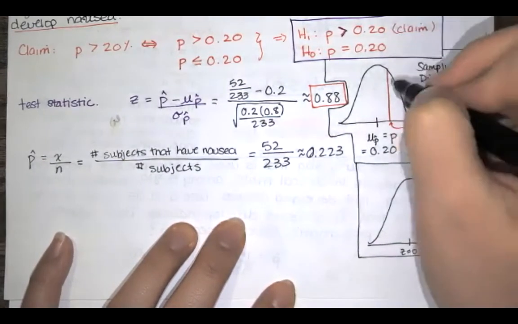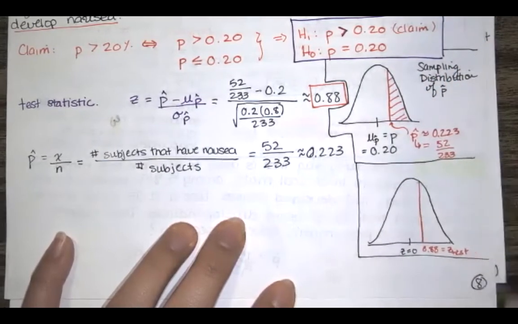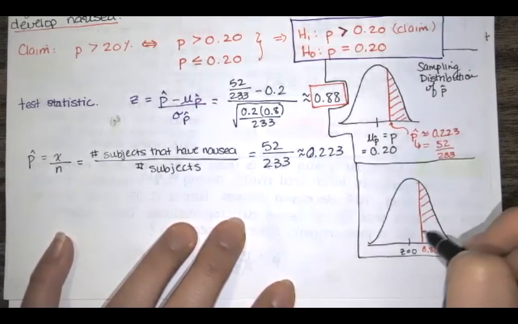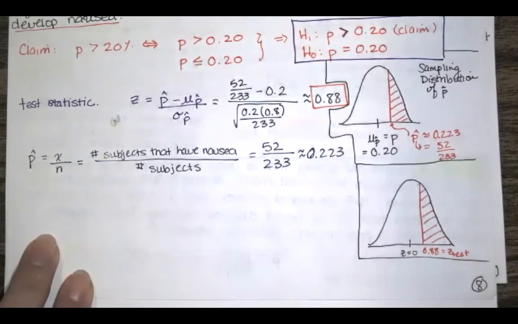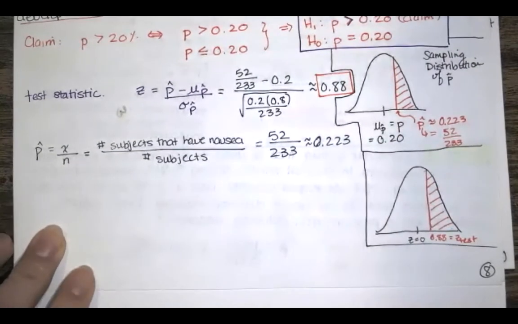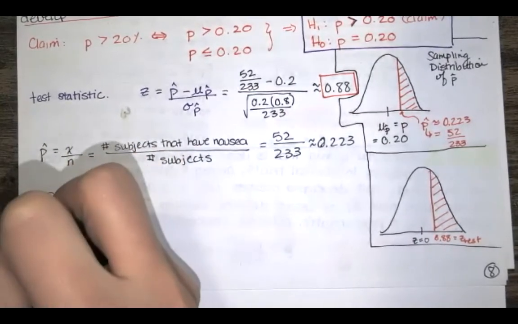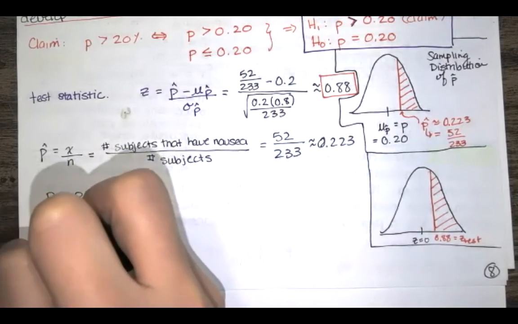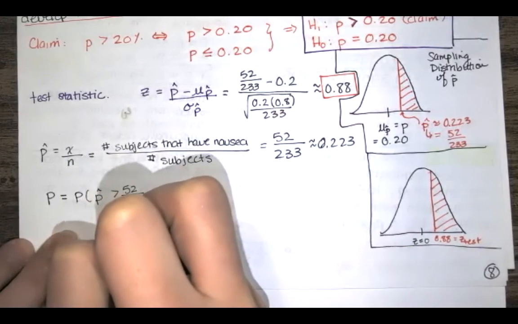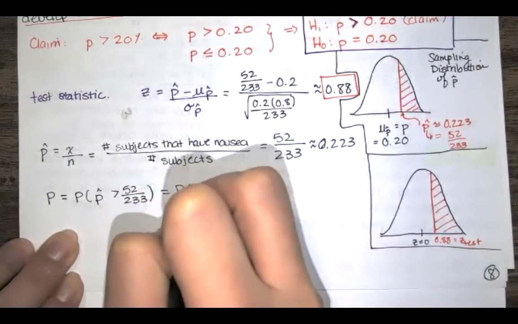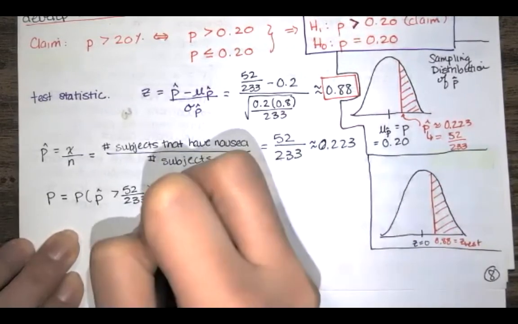So the p-value in this case is the area to the right of p hat equals this value, which is the same as the area to the right of our test statistic, z equals approximately 0.88. Now that's again using that normal distribution as an approximation. So we'll have p is equal to the probability that p hat is greater than 52 over 233, which is the same as the probability that our test statistic z is greater than approximately 0.88.